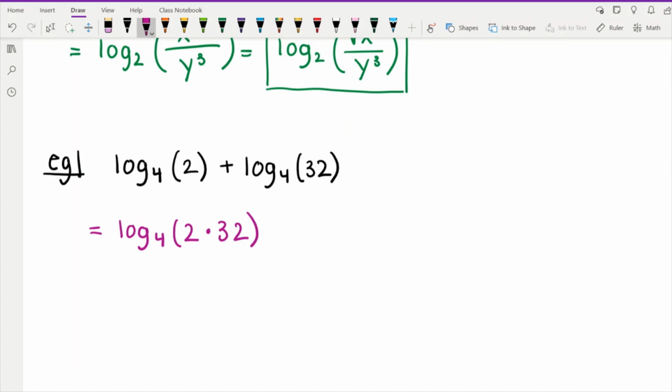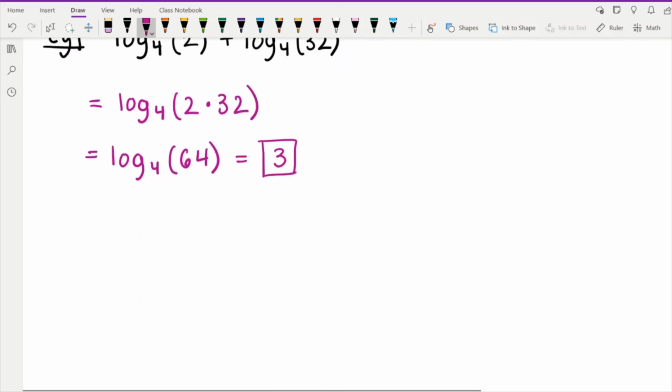And so what is 2 times 32? Well, that's 64. And so log base 4 of 64 is asking us what power we have to raise 4 to get 64, and the answer is 3. So you might not have guessed that based on our original two pieces, but once you combine them together, you're able to see that that is the answer.